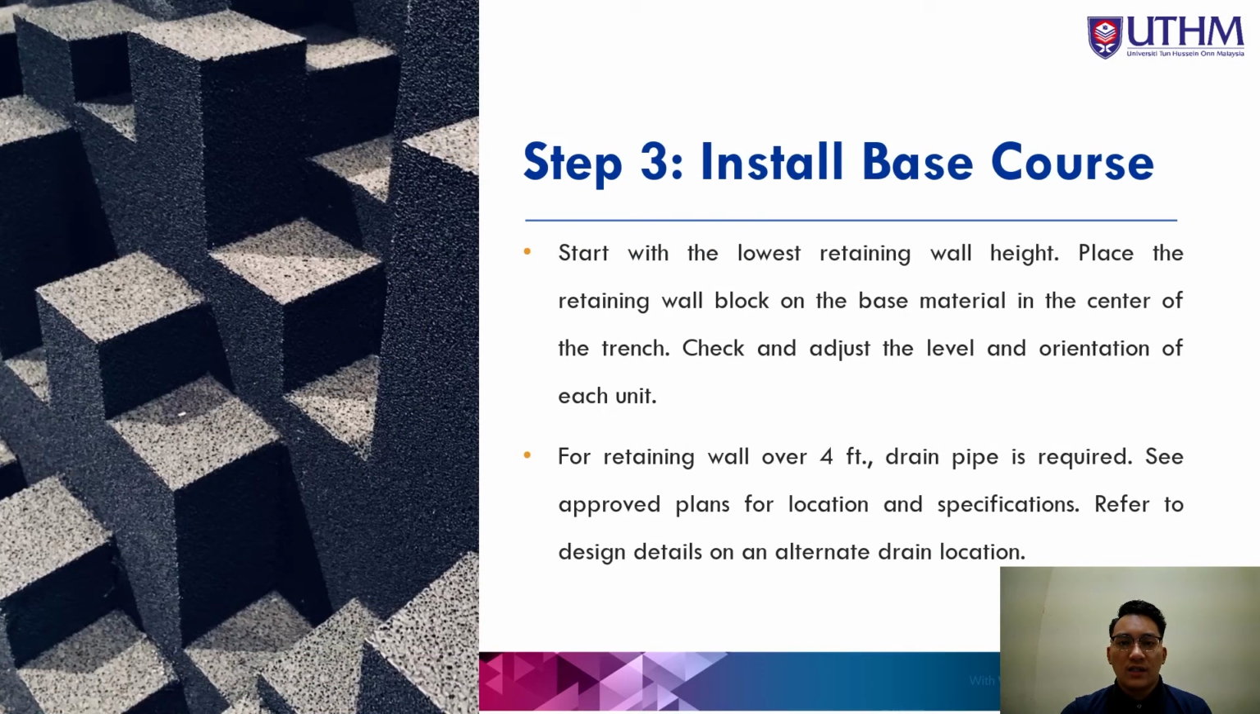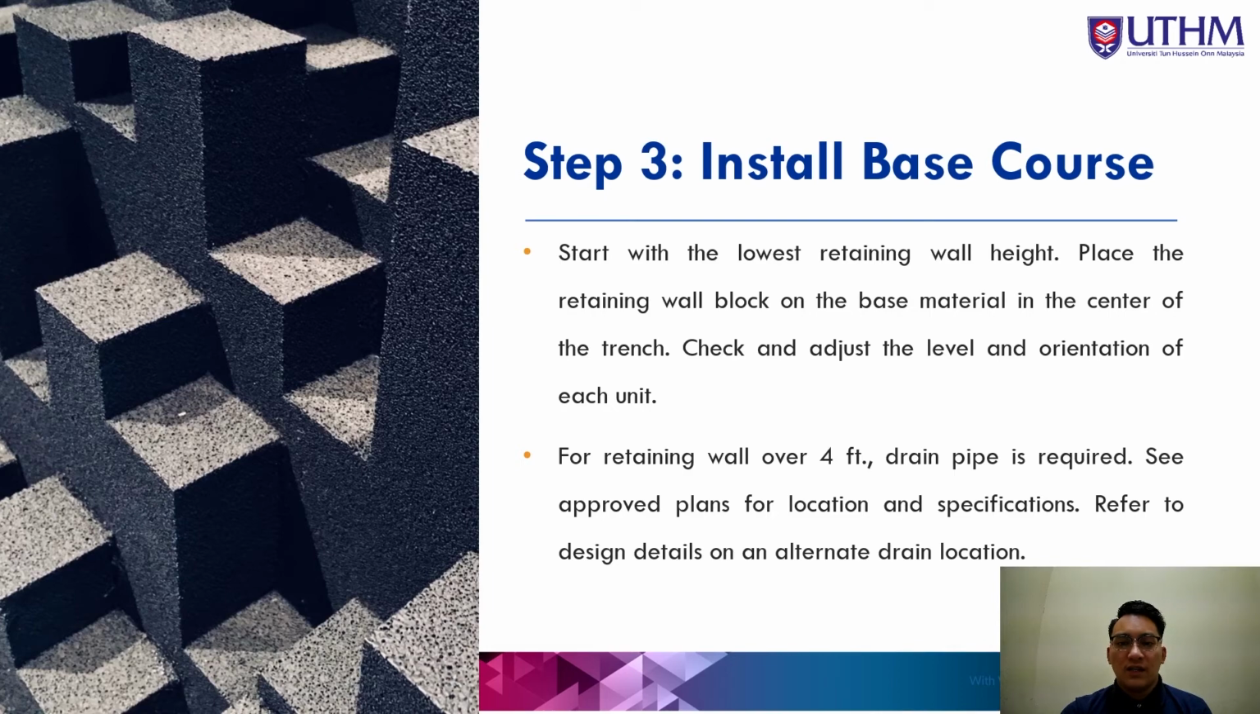Step 3 is install base course. We'll start with the lowest retaining wall height. First, place the retaining wall block on the base material in the center of the trench and check and adjust the level and orientation of each unit. For retaining walls over 4 feet, a drain pipe is required. See approved plans for location and specifications.